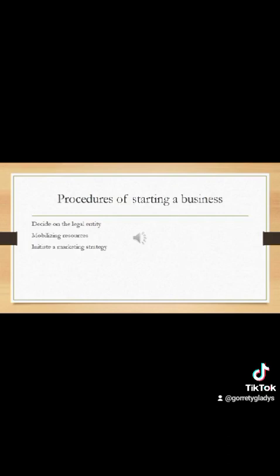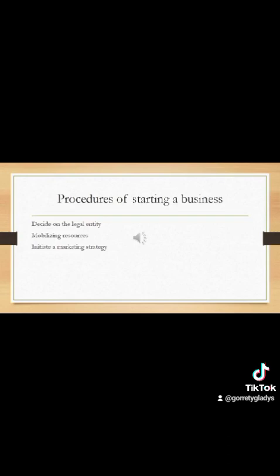Then you initiate a marketing strategy. There are different market strategies for a startup. You may decide to start with lower prices so that you penetrate the market. You may also decide to start with higher prices, perhaps for customers who believe that products that are high quality are always high priced. So the strategy will depend on the type of product you're producing and your cost of production.